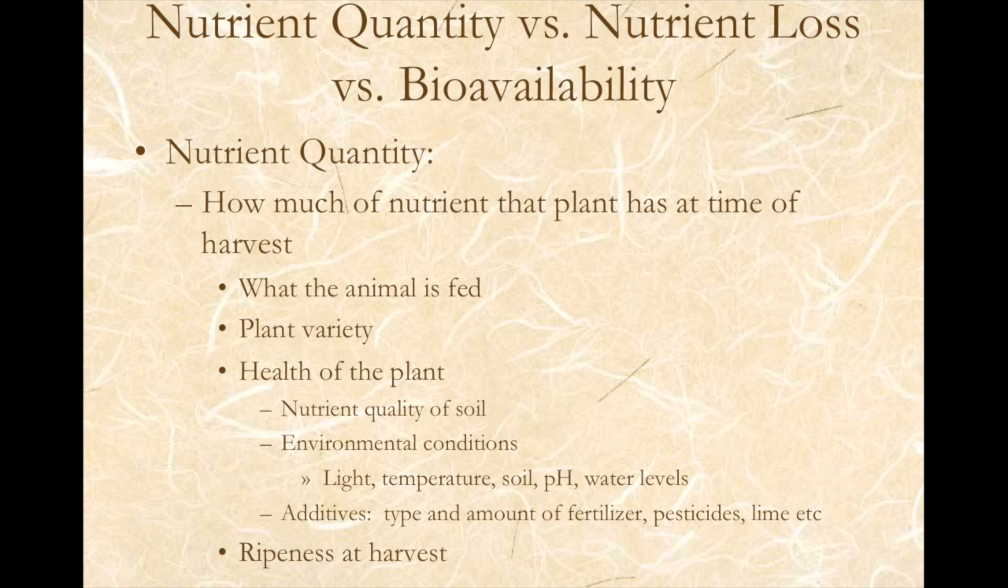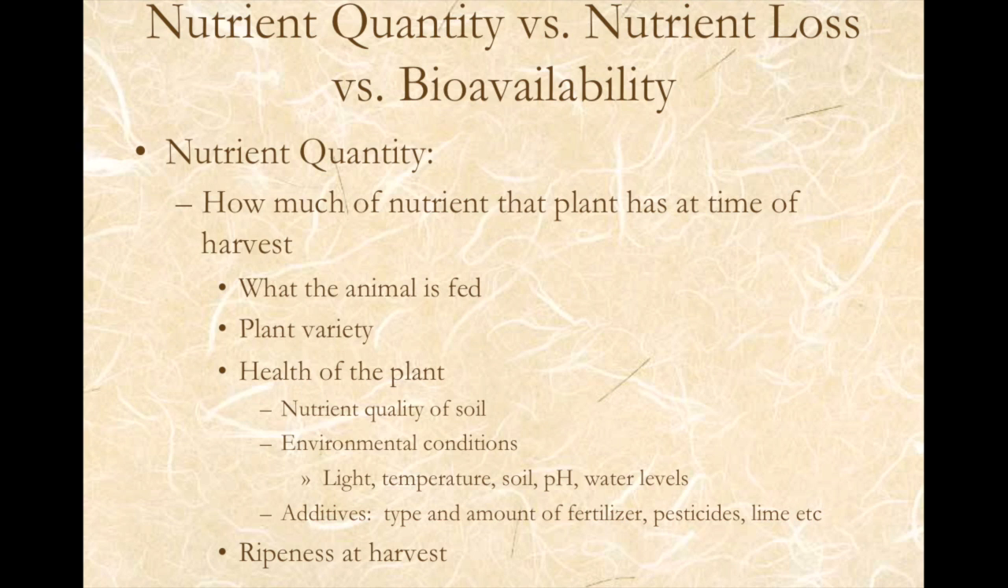Some of the environmental conditions might be the air temperature and the amount of light it gets. Of course, it takes a lot longer for tomatoes to ripen as the season goes on. Sometimes they never do, because it gets too cold. So the nutrient content between a green tomato and a red tomato is going to be very different.